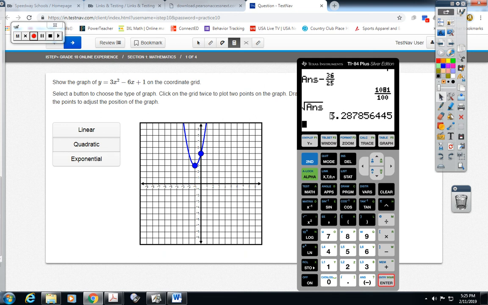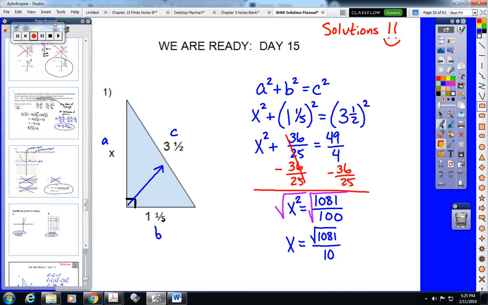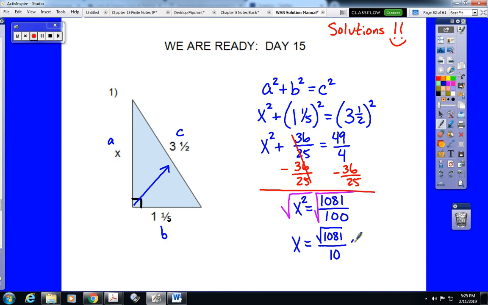So we would round that off to whatever the problem told us to round off to. Let's say it said to the nearest hundredth. That would be 32.88 units. And that would be our answer.